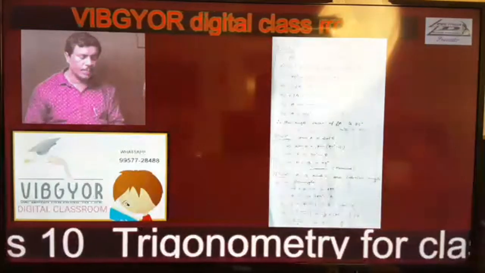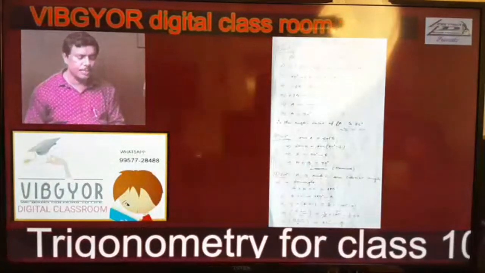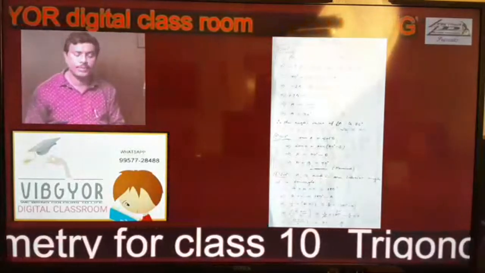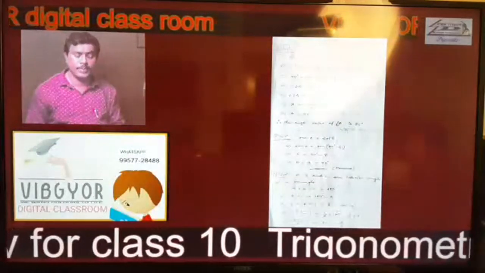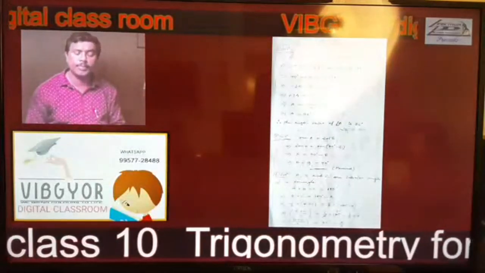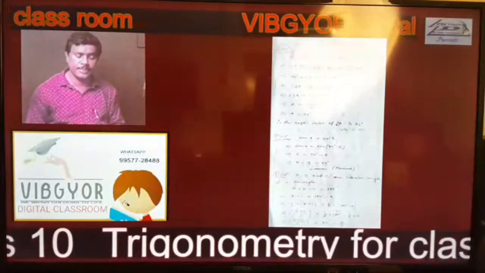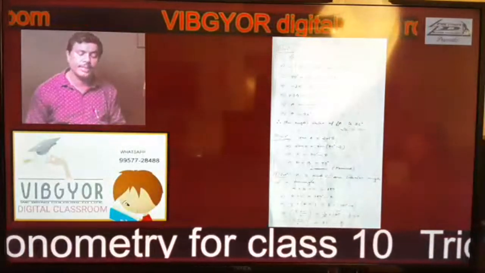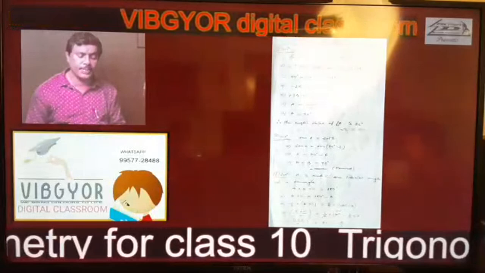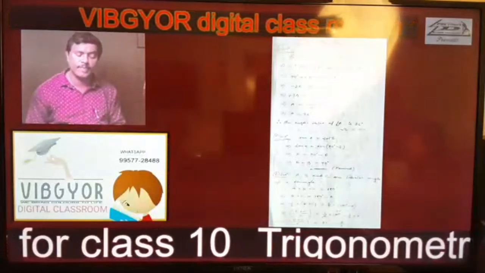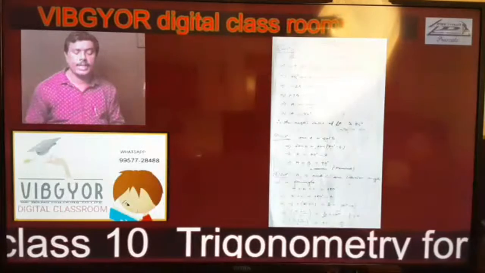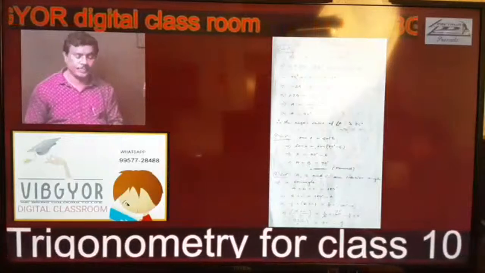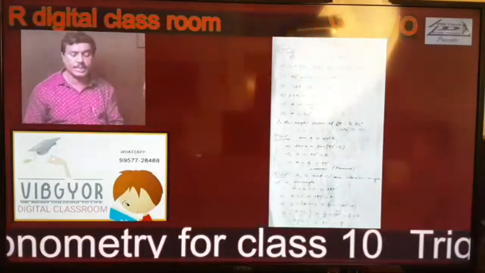Now question number 4. In this question, tan A is equal to cot B is given. We have to prove A plus B is equal to 90 degrees. So we write tan A is equal to cot B. In place of cot B you can write tan of 90 degrees minus B. Then we remove tan from both sides, then we get A is equal to 90 degrees minus B. Now we have to transpose minus B from right to left, then we get A plus B is equal to 90 degrees. It is proved.